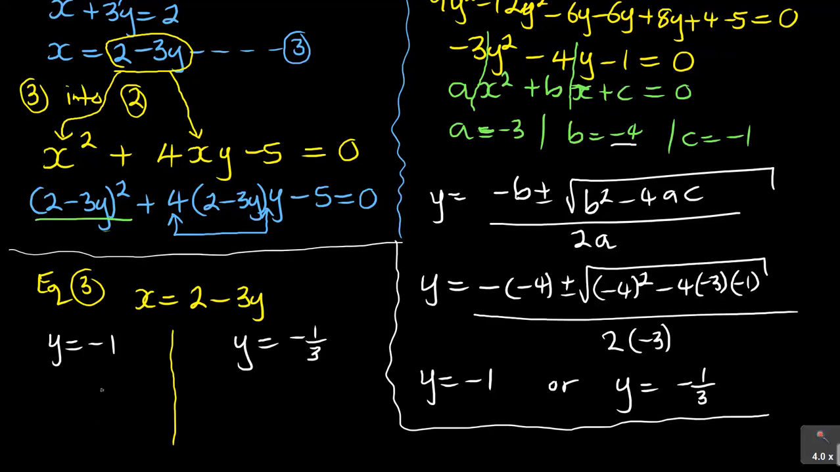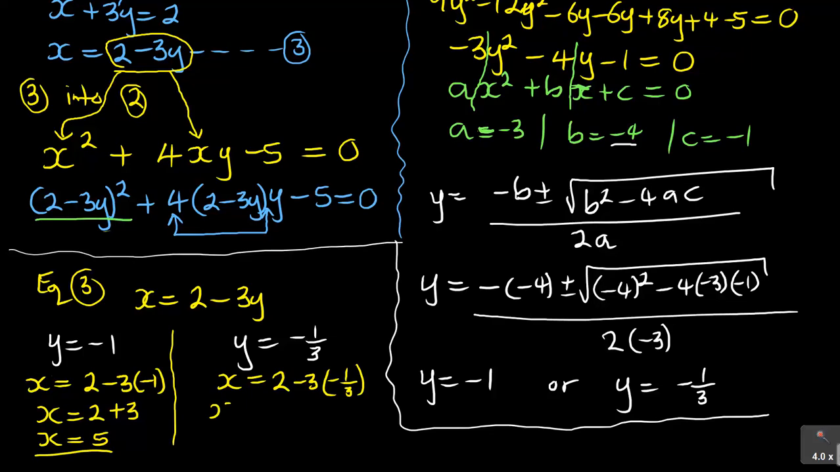So that you will have x, where there is y now, you put negative 1. Actually, I think I wrote this wrong. Let's do it again. X is equal to 2 minus 3 bracket negative 1. The other one, x is equal to 2 minus 3 bracket negative 1 over 3. You see that? So this other one, x is equal to 2 plus 3. So x is equal to 5.